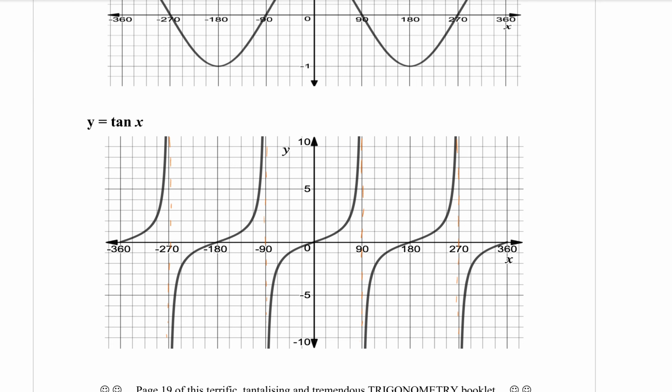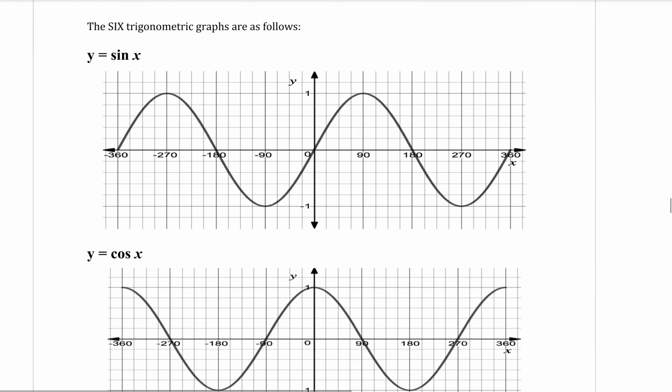If I want sine of 180, I know my sine curve. Sine of 180 is going to be 0. Sine of 90 is going to be 1. Sine of 270 is going to be negative 1. Those are ones that you get from your graph. So you need to know those graphs really well.